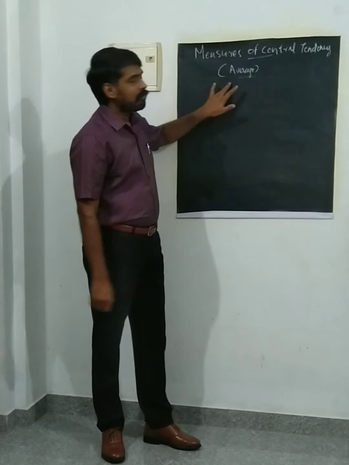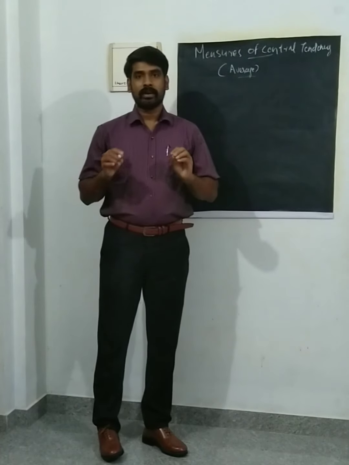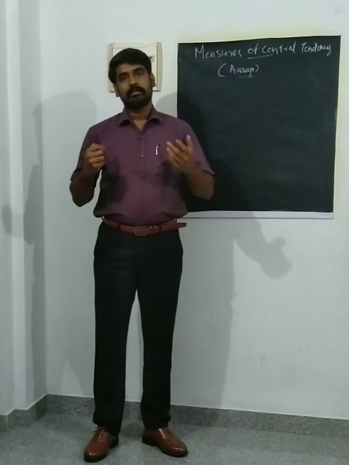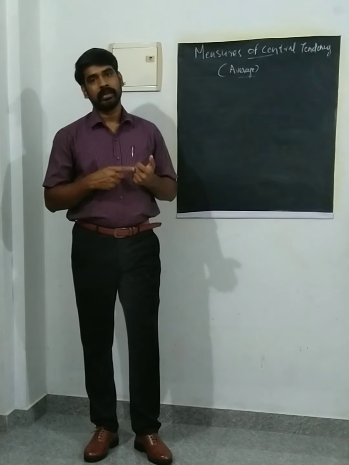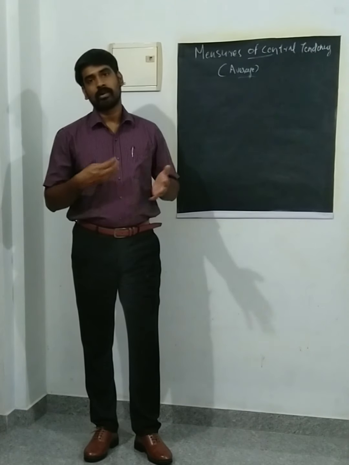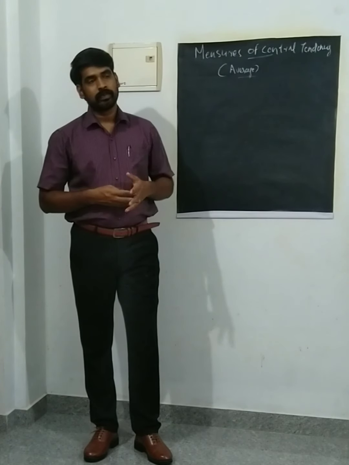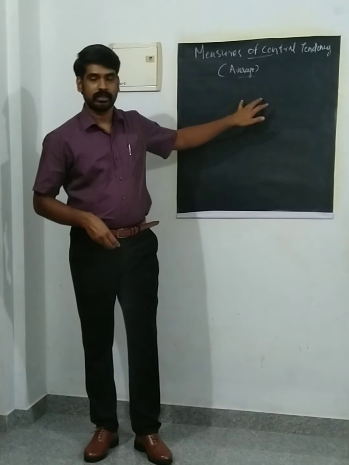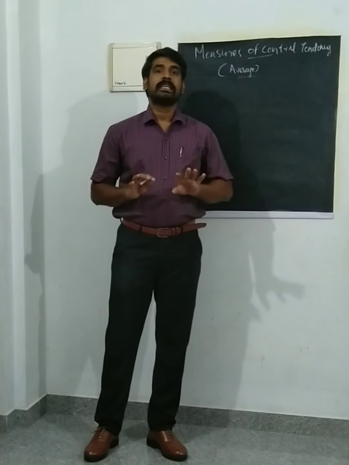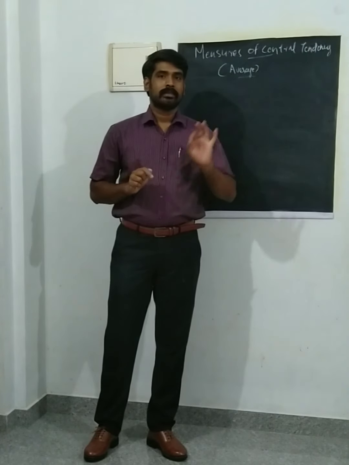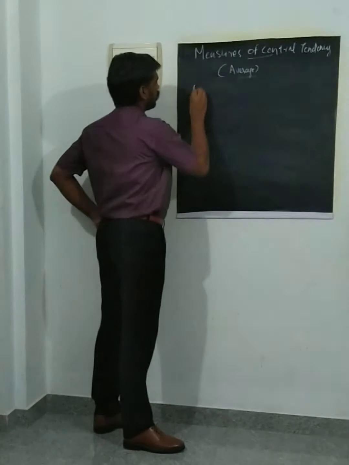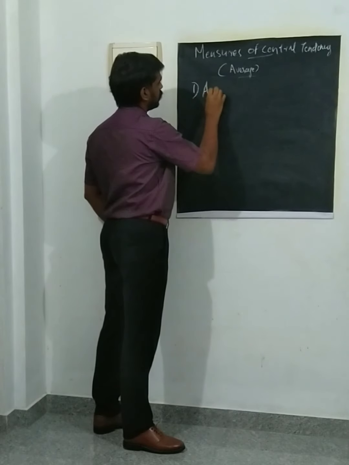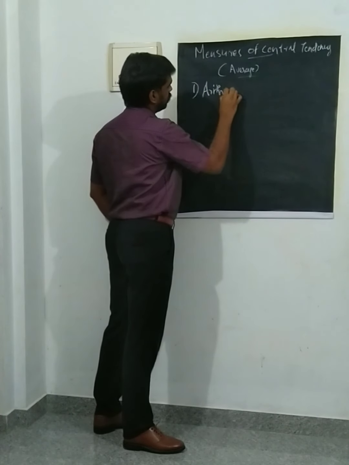So in averages, majorly we are going to talk about three types of averages: mean, median, and mode. In mean, we are going to discuss only arithmetic mean, because it is related to business, so these three are the major averages which you want to know. Initially, we are going to talk about arithmetic mean.